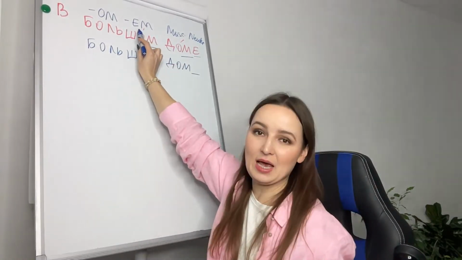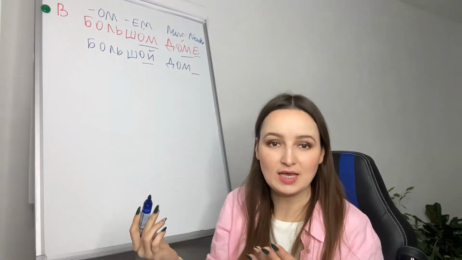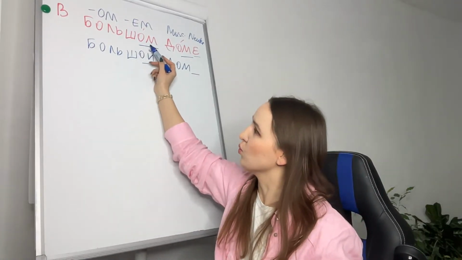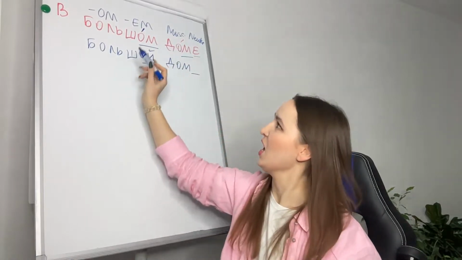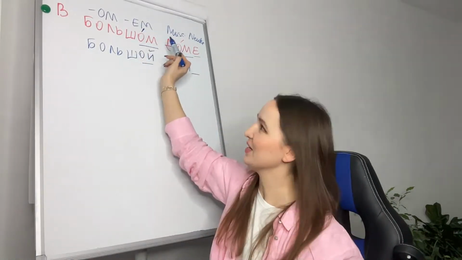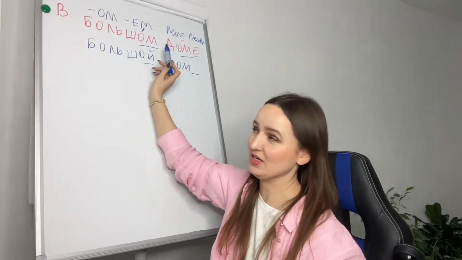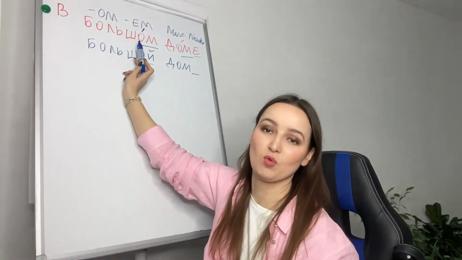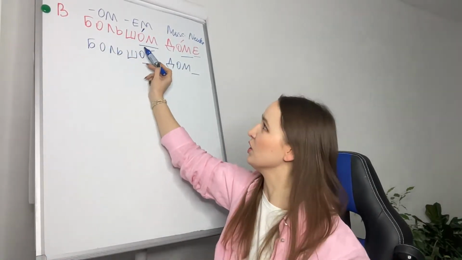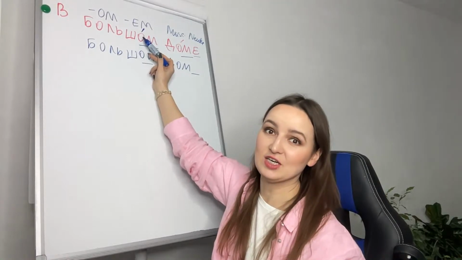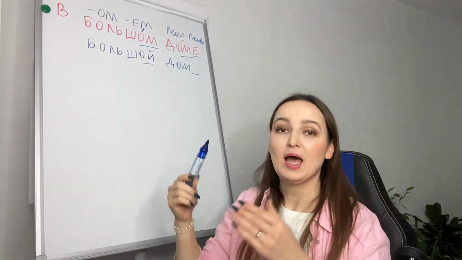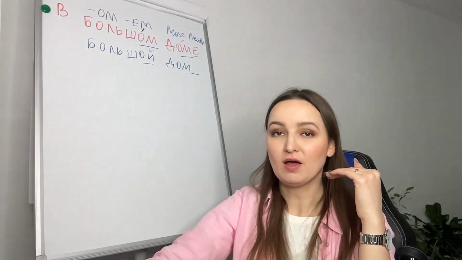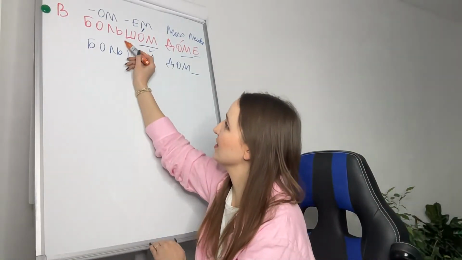What about yem? When do we use yem? Here we used om. As you can see, it is stressed. When we will use yem, the last syllable will not be stressed. The stress will be somewhere here. So with om, we have a stress on it. В большом доме. But it's only valid when we have a sh letter here.